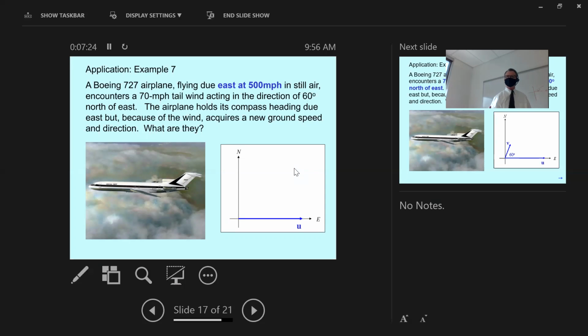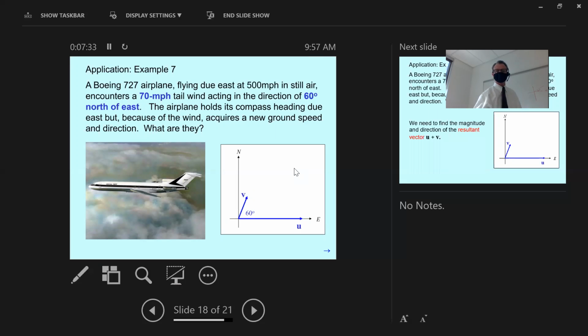So they say the plane flying in still air is the vector u. Make sense? And now what? Here comes vector v, which is the force of the wind.